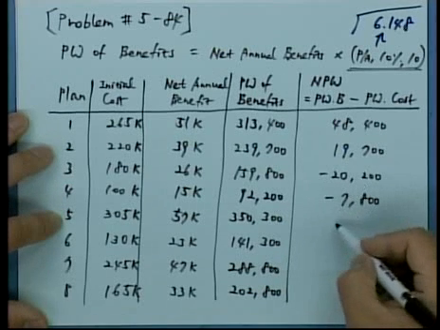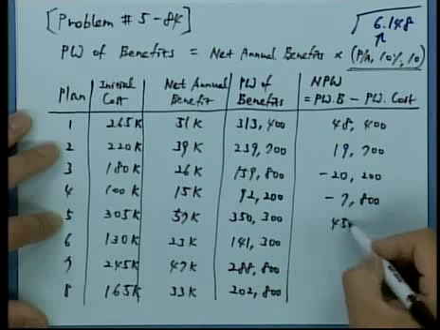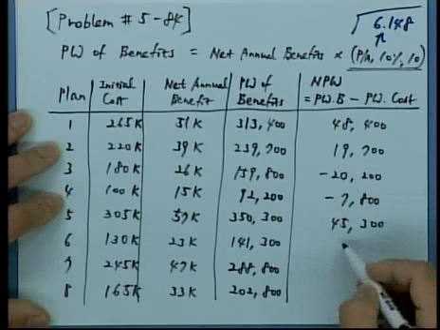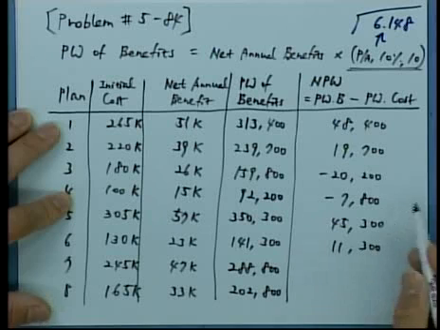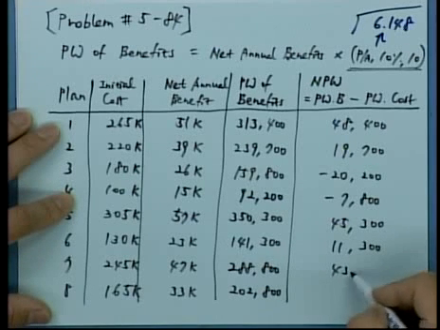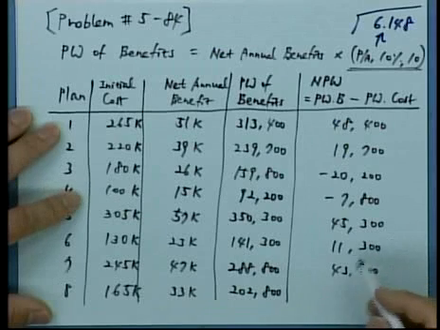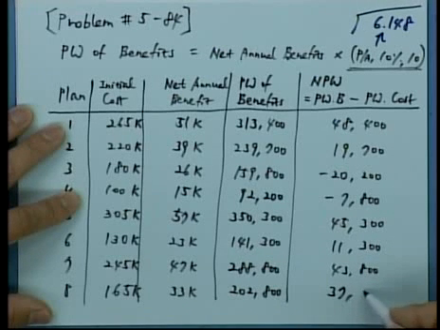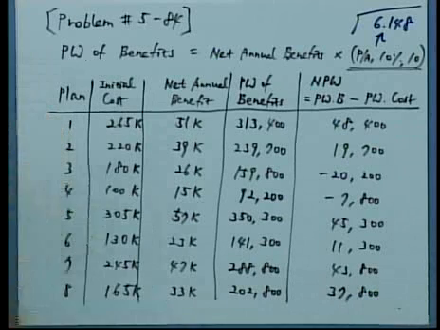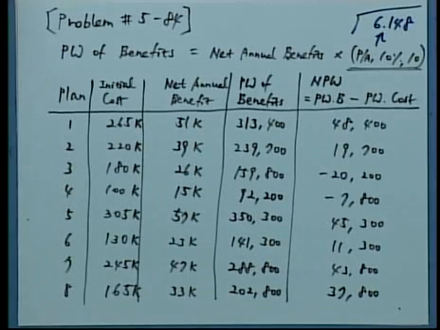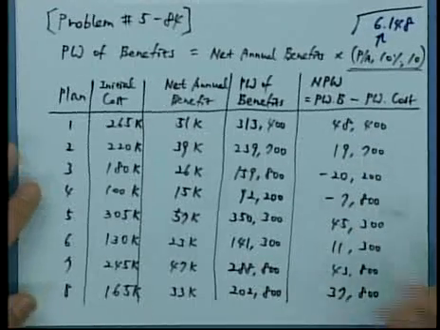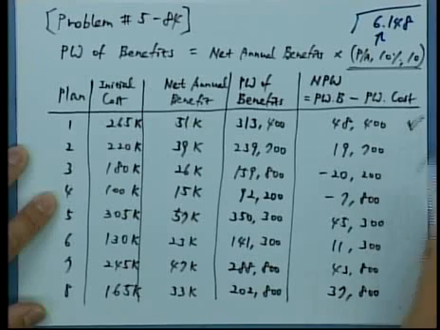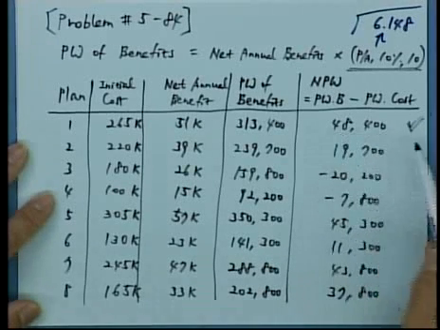How about this? 45,300 and here 11,300 and 43,800 and $37,800. Is that right? Okay. So in order to maximize the net present worth, you need to choose plan number 1. Okay? Because that provides the highest number.